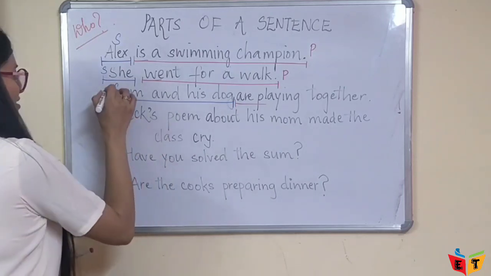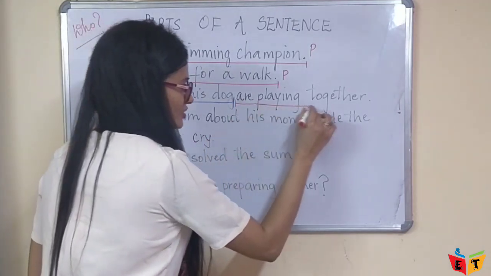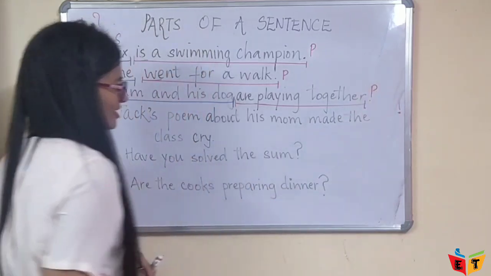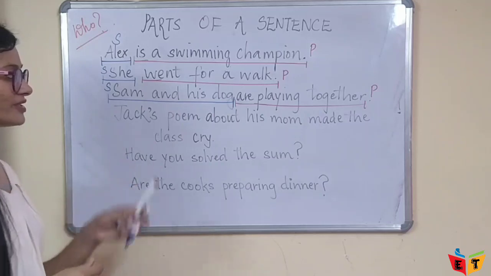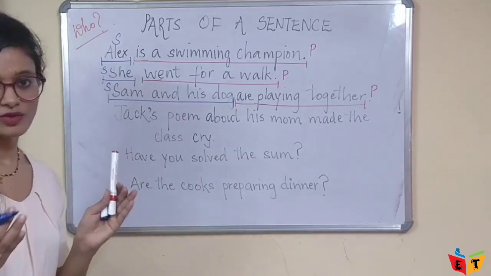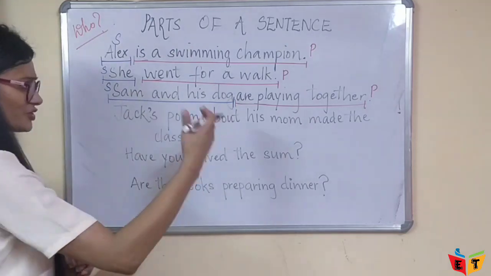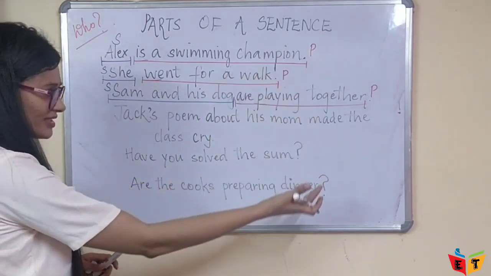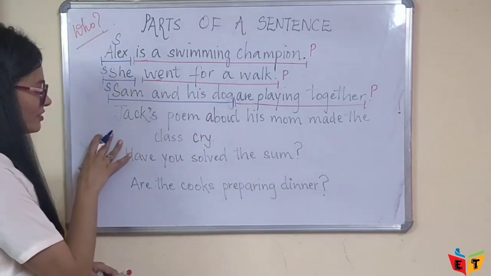So Sam and his dog is your subject, and then again the rest of the sentence is your predicate, which is telling you something about the subject. Okay, it's telling you that Sam and his dog, what are they doing? They are playing. Okay, they are playing together. So they're telling you something about the subject here. So now let's see the next example.